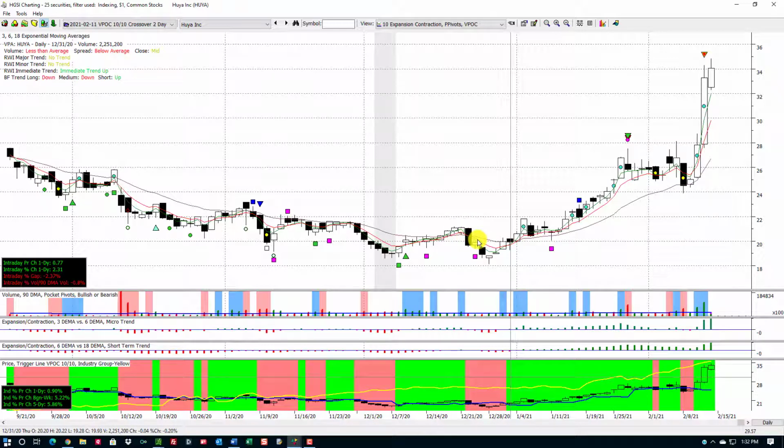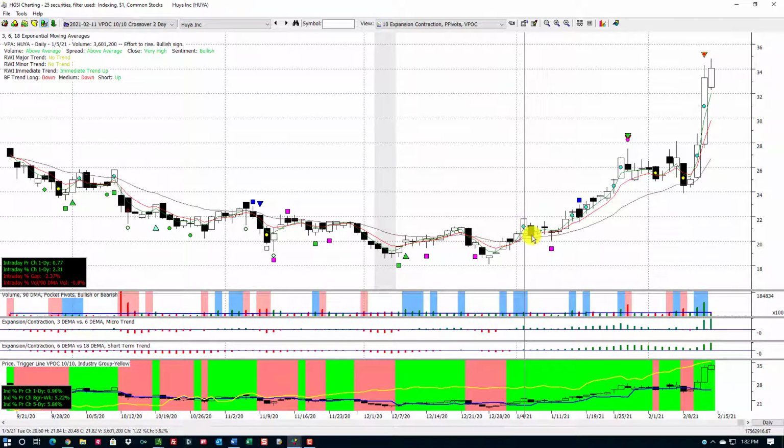Now you can see that this was in a counter trend. What do I mean by counter trend? The green line was below the red line, and it was going down. So on this day, there was a volume point of control signal. The following day, there was a pocket pivot, and then on the following day, another pocket pivot.